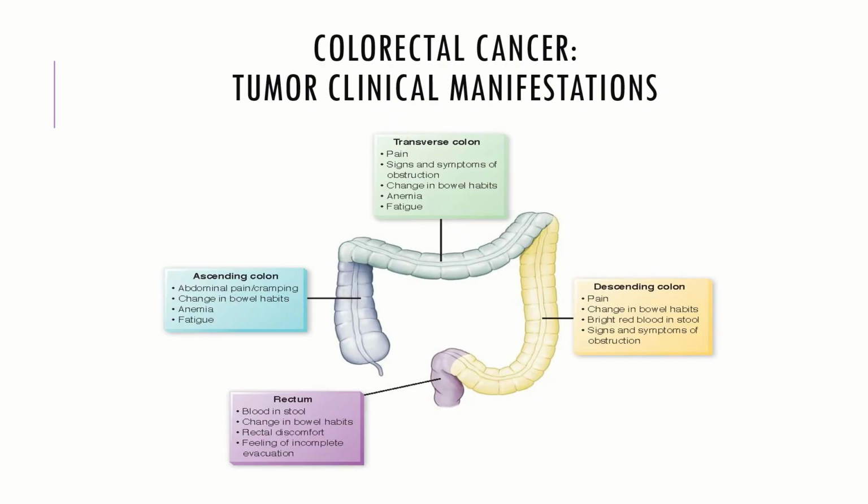This is a nice visual for you guys to take a look at about where tumors could possibly be lying in the colon. Depending on where the tumor is, different signs and symptoms are going to present. Starting on the left-hand side, the ascending colon, you're going to experience abdominal pain, cramping, changing bowel habits, anemia, and fatigue. I'm not going to read all of these to you, but it's a good visual to see what clinical manifestations are associated with where the tumor is in the colon.